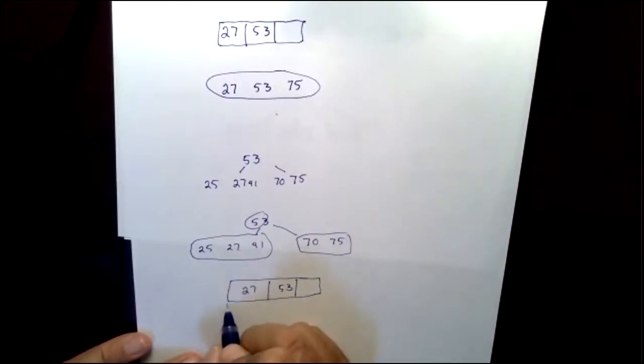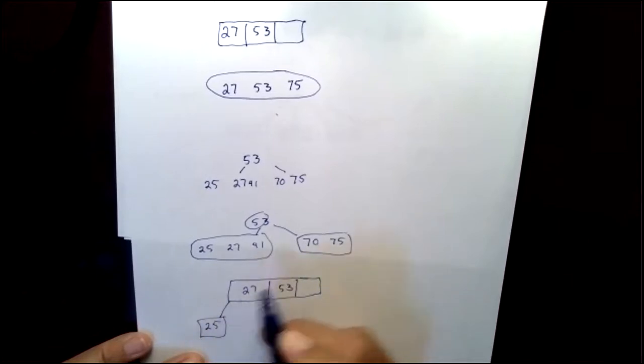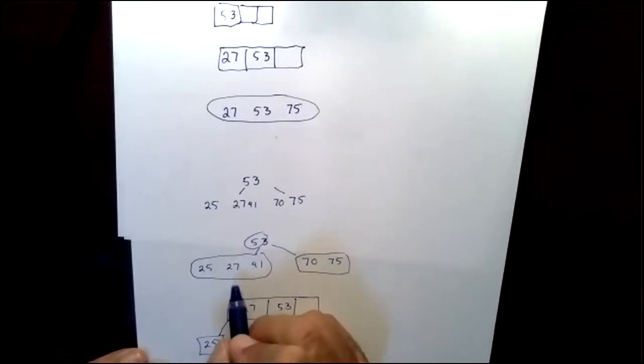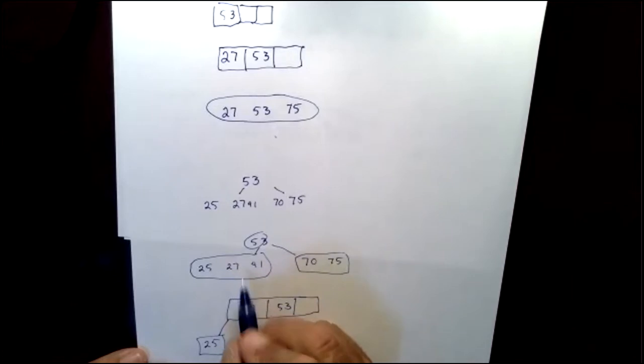What's to the left of 27? Well, the 25. What was the number I was putting in? 38. So when I put the 38 in, I know it's going to the right of 27. So now 38 and 41 are going to sit here.